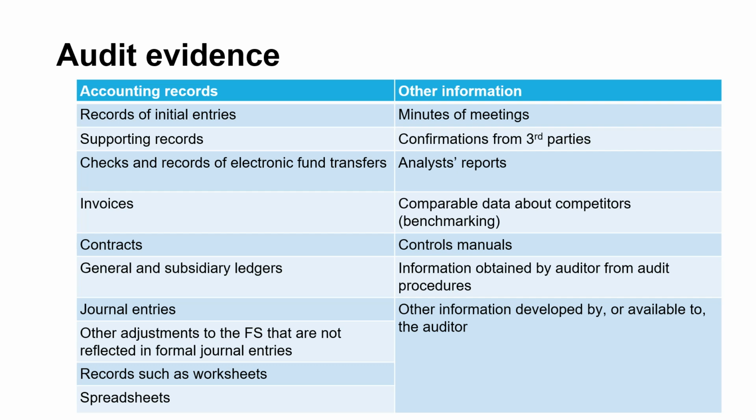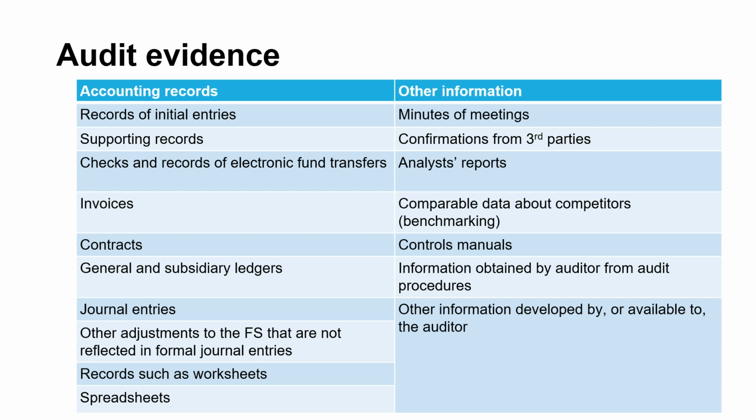invoices, contracts, like what we said, general and subsidiary ledgers, journal entries, other adjustments to the FS that are not reflected in formal journal entries, and records such as worksheets and spreadsheets. So notice the things that we listed under accounting records are those which we use when we actually make our entries, or when these are records that directly affect the elements of the financial statements that we recognize.